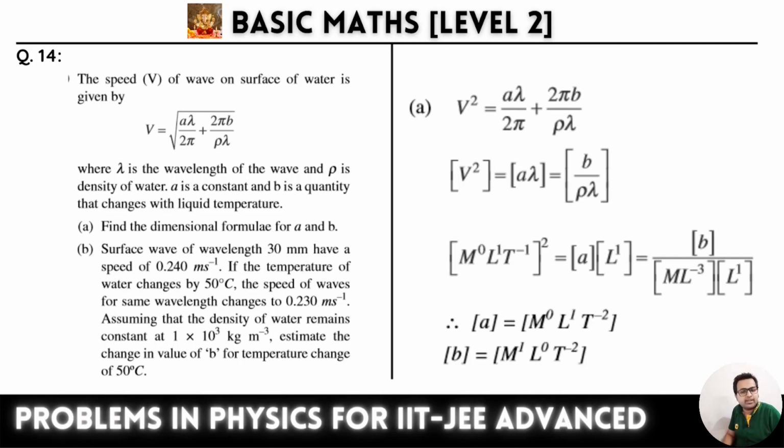The dimension of lambda is L. That should be equal to dimension of b upon rho. What is rho? Rho is density, and density is mass upon volume. Mass is M and volume is L to the power of 3, so density is M L minus 3, and lambda is L. So with very straightforward calculation, you get A is equal to M0 L0 T minus 2. Similarly, B you get M L0 T minus 2.